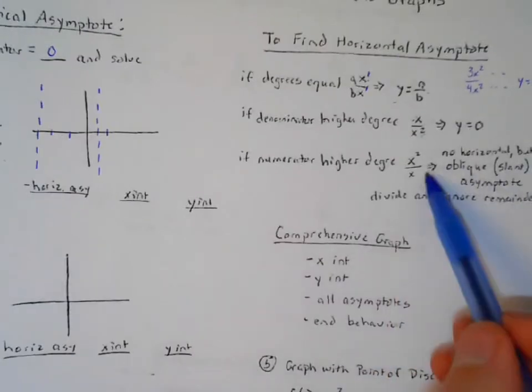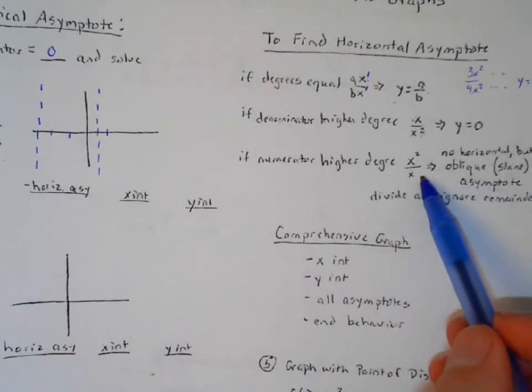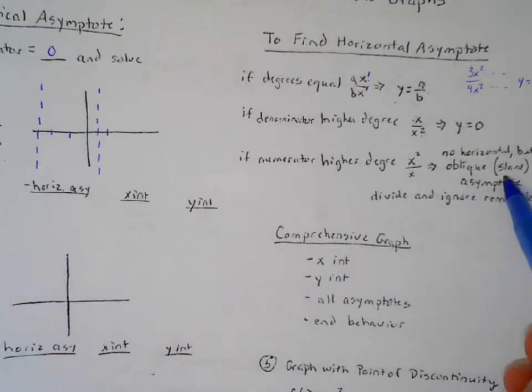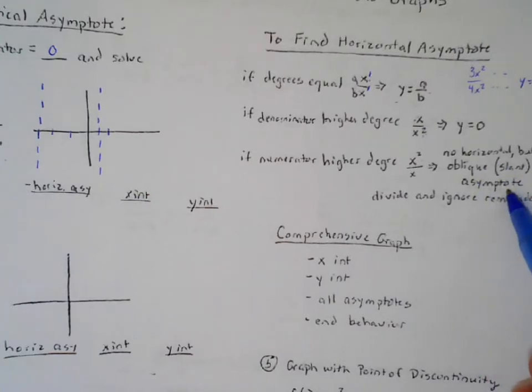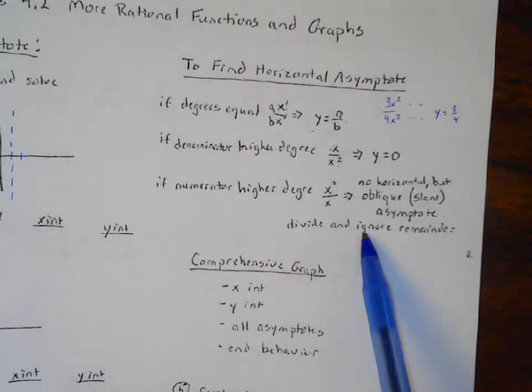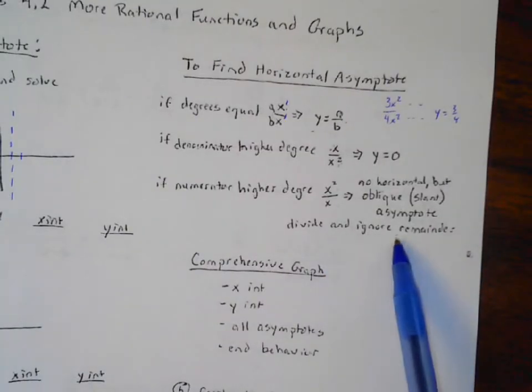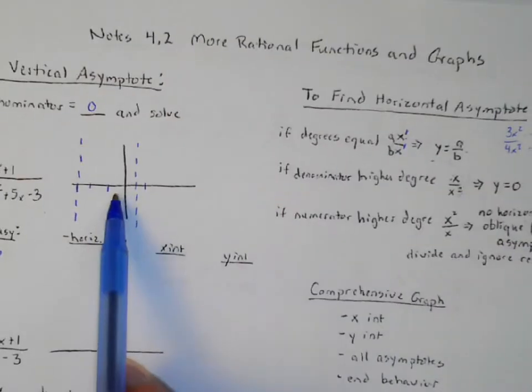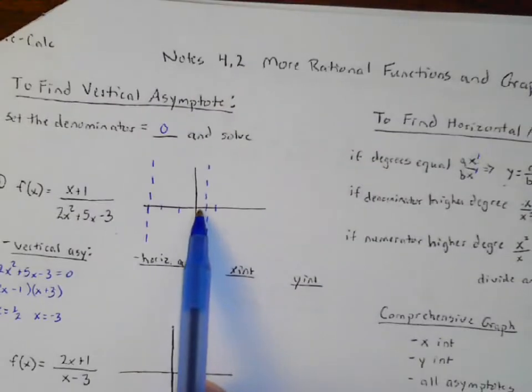And if it's a higher degree on the top than the bottom, then it's not going to have a horizontal asymptote, but it's going to have an oblique asymptote or a slant asymptote, which is going to be an equation of a line. The way we find that is we divide and we ignore the remainder. We'll get to an example with that in a little bit. So with number 1 here, we'll complete this. We have our vertical ones.